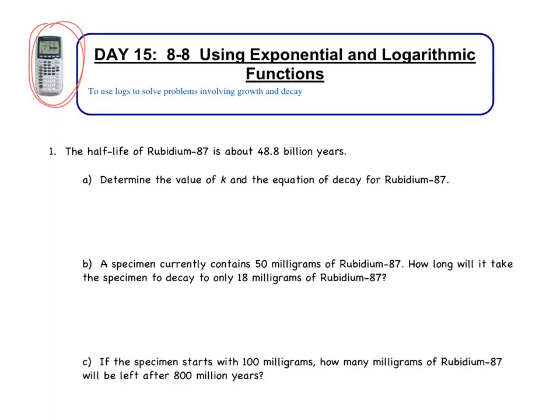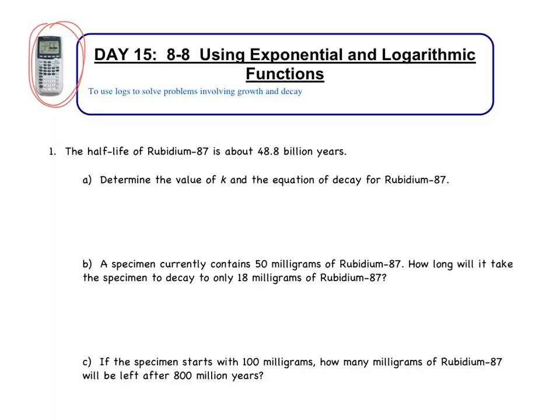Now most of the problems involve a calculator, but there are a few problems that say no calculator. If the problem says no calculator, please do not use a calculator. On Wednesday's quiz and on your test, there's going to be a no calculator portion, so you want to practice that now. So for problem 1, it says the half-life of rubidium-87 is about 48.8 billion years.